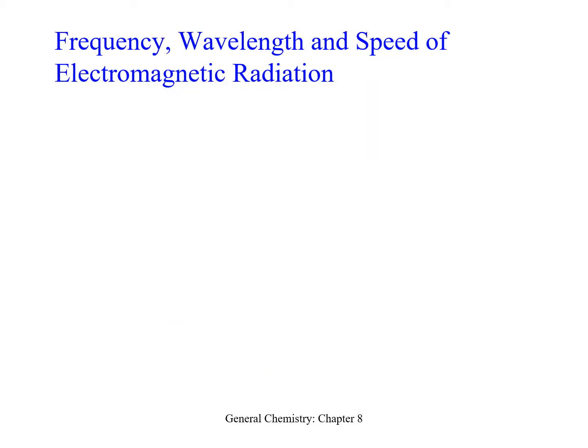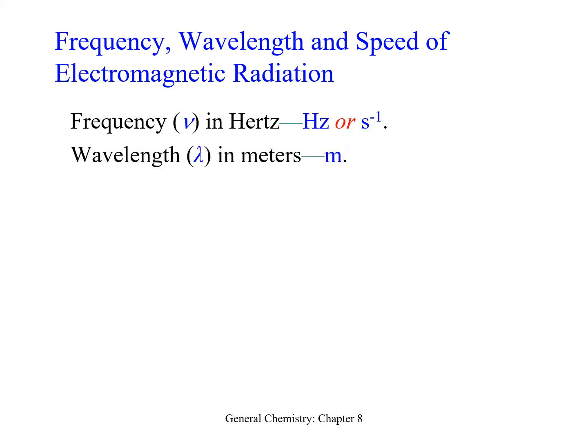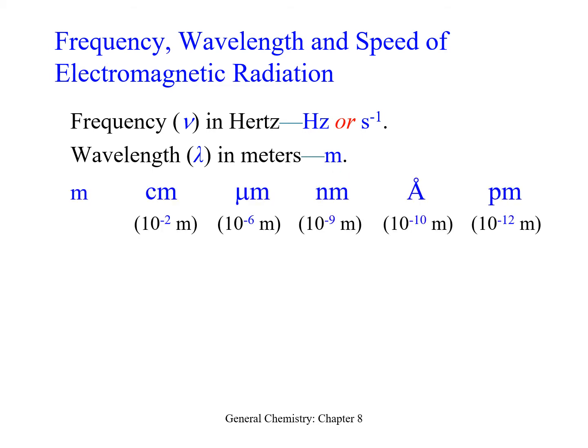So frequency, wavelength, and speed of electromagnetic radiation. Okay, so we're going to build a model here. I want to make sure we're using common units. So frequency, nu, is the number of times it occurs per unit time, per second. The wavelength, lambda, is distance, and don't forget we use the meter in the SI units for measuring distance.